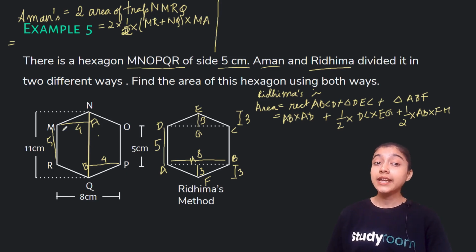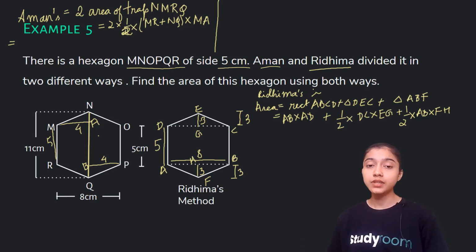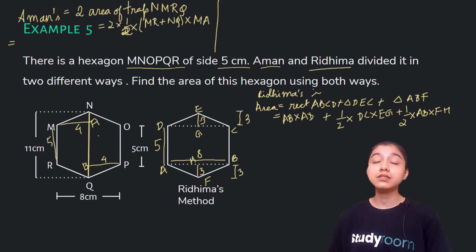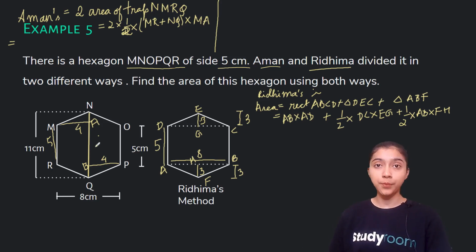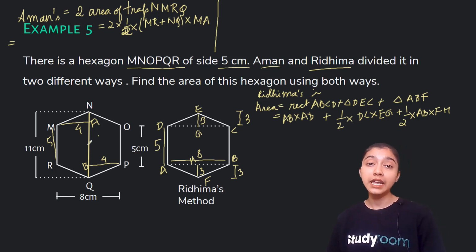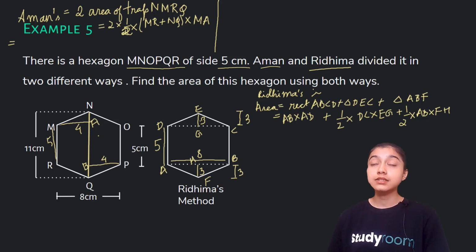Aman divided this hexagon into two equal trapeziums. And what Riddhima did was, she joined this BC and AB of this hexagon such that this hexagon was divided into three parts. One is the rectangle and other two are the triangles. So let us try finding out Aman's method of calculating the area and Riddhima's method of calculating the area. So in Aman's method, the area of the entire polygon will be equal to 2 times the area of the trapezium NMRQ. Because when we divide this diagonal, then the hexagon gets divided into two equal trapeziums.